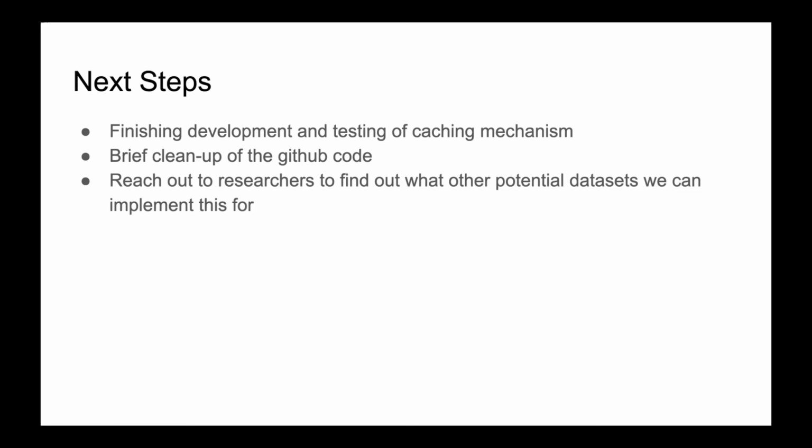And then the next step would be reaching out to researchers to find out what other potential data sets other than ImageNet we can actually implement this for. So for example, we were actually thinking of implementing CelebA, maybe LSUN, any data set like those. Also, I think it's usually the image and maybe video data sets we want to support, because those ones are usually a lot worse to load than most of the text data sets that I know of.